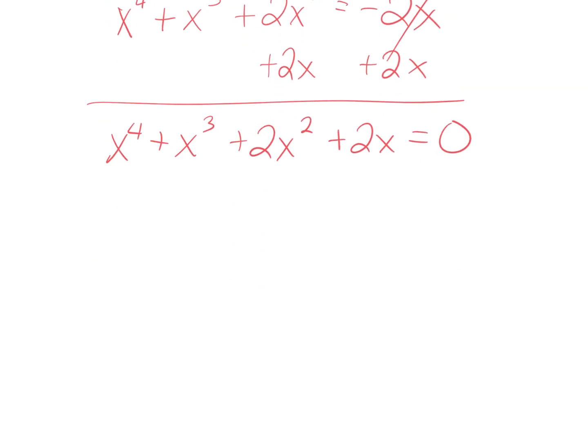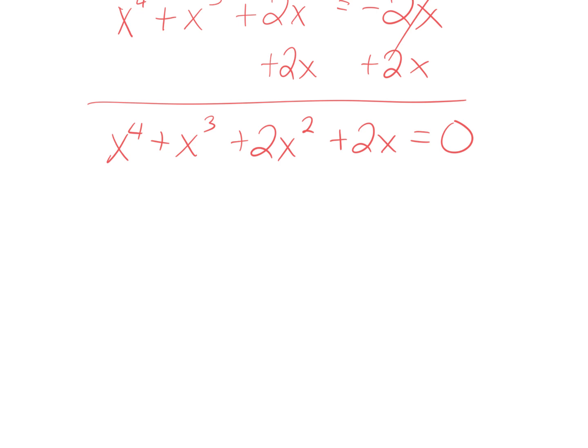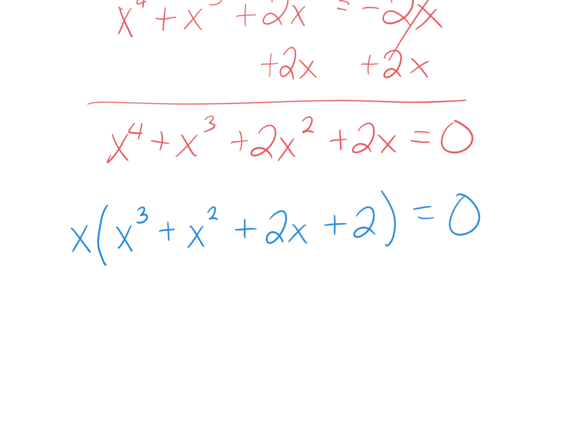Yes. Now we've got to factor. What's the first step of factoring? GCF. What can I take out? I can take an x out. Can I take a 2 out? No. Why not? These don't have 2. So if I take an x out, what's left on the inside? If I took one x out of everything: x cubed plus x squared plus 2x plus 2 equals 0.